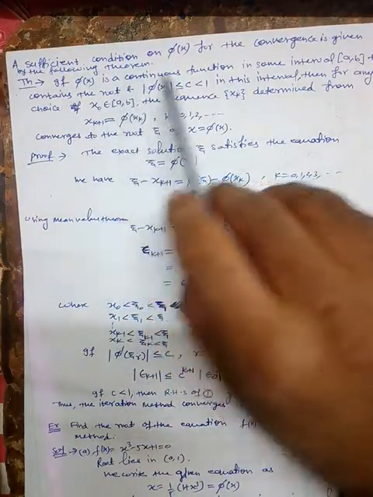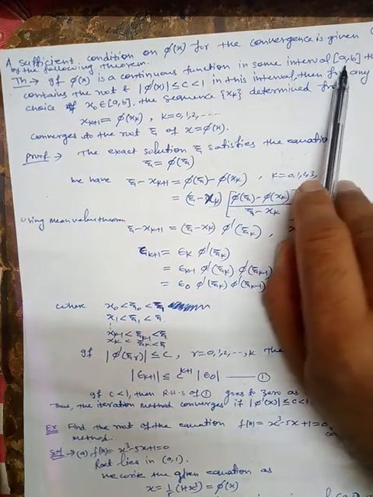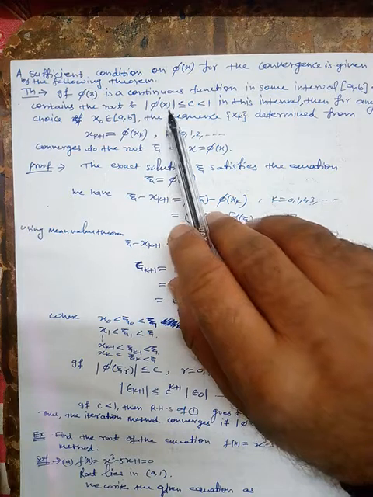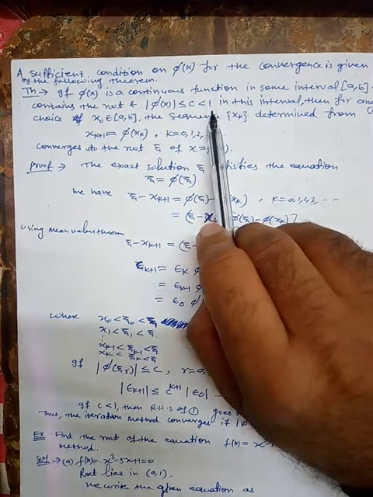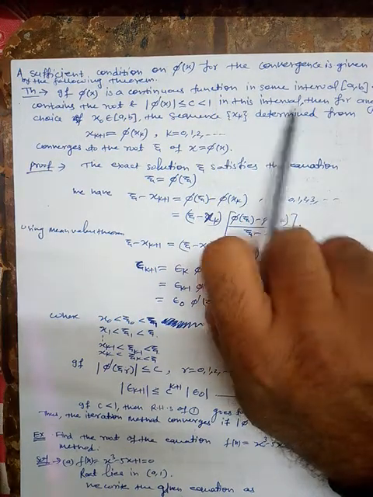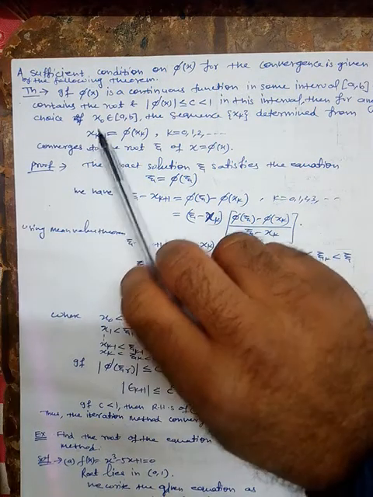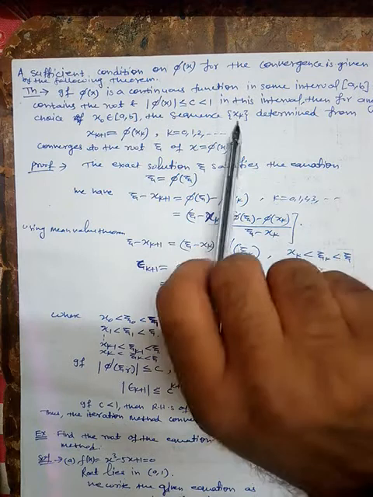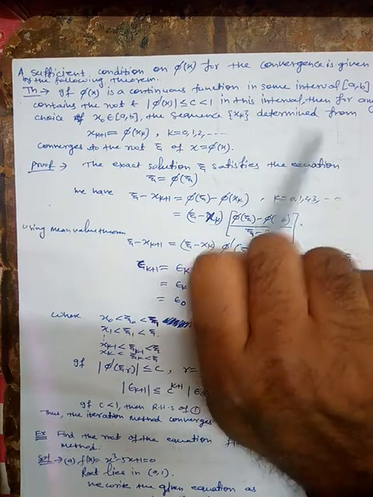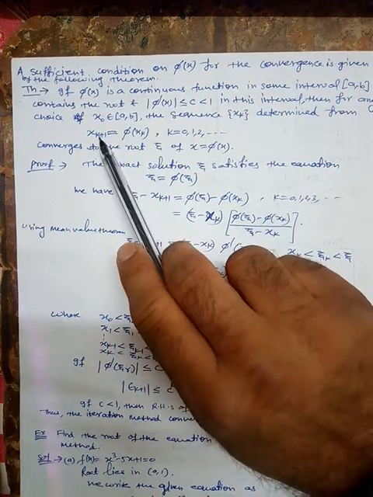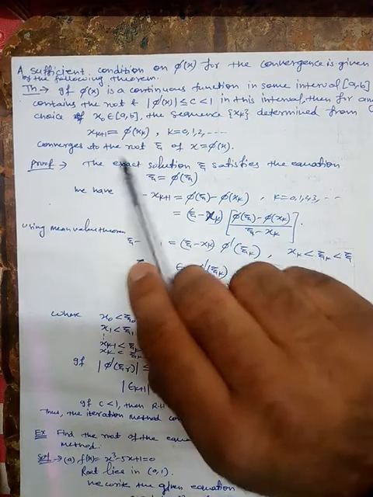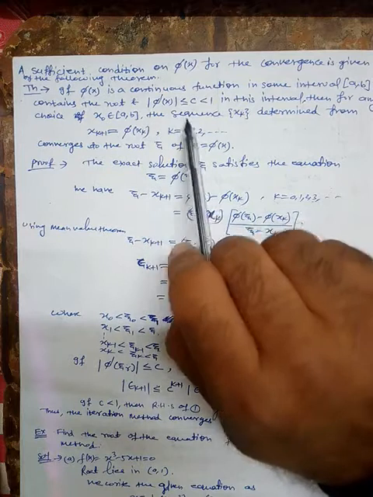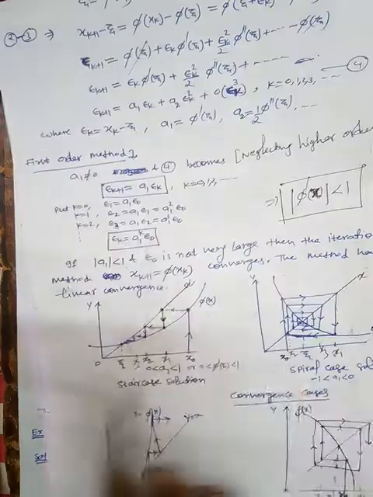So if phi of x is a continuous function in some interval a to b that contains the root, and phi dash x is less than c, where c is less than 1 in this interval, then for any choice of x naught in the closed interval a to b, the sequence xk determined from xk plus 1 equals phi of xk converges to the root xi of x equals phi of x. So this condition is the main one.